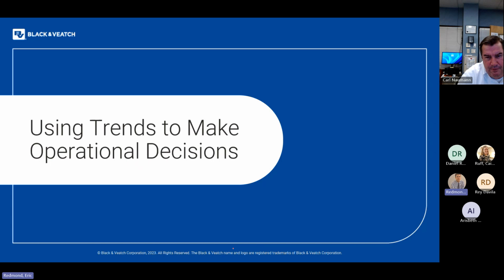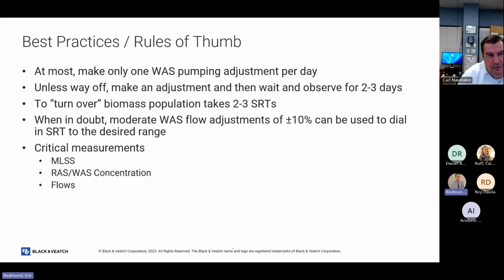So really, a lot of you have trends in your system, so just use trends to make some of those operational decisions. Generally, at most, we really want to make only one WAS pumping adjustment per day. On a typical day, we want to work on trying to achieve those targets. For those facilities that waste 24/7, you're basically setting the pump at your pump flow rate for 24 hours and you don't have to make any adjustments.